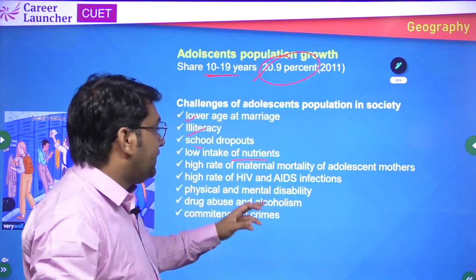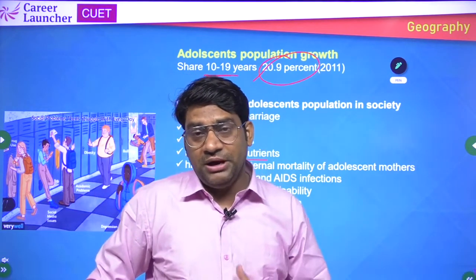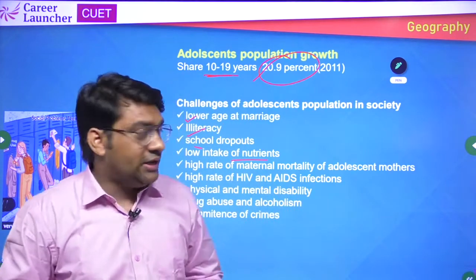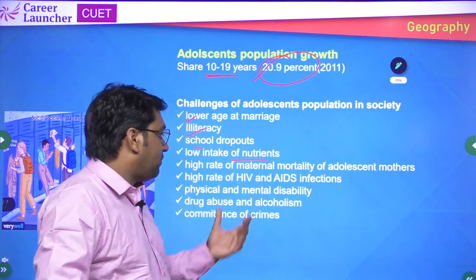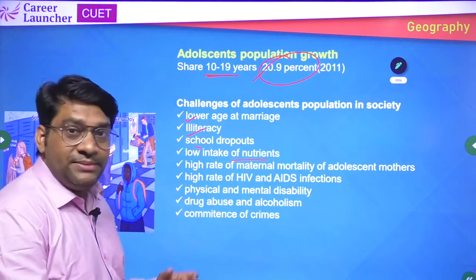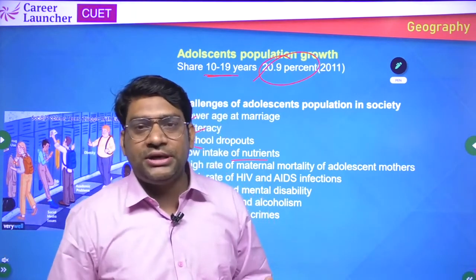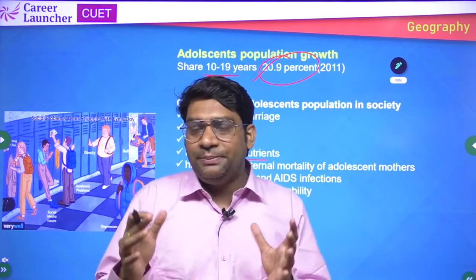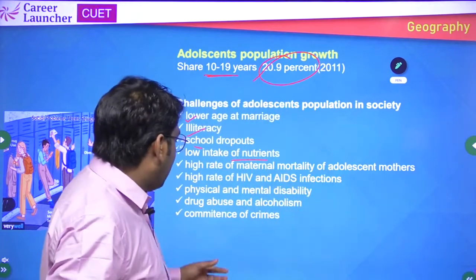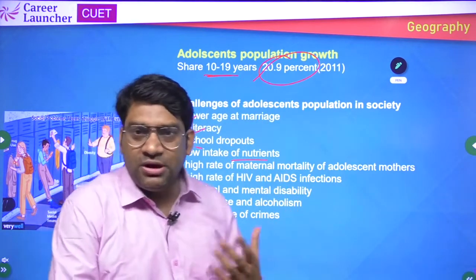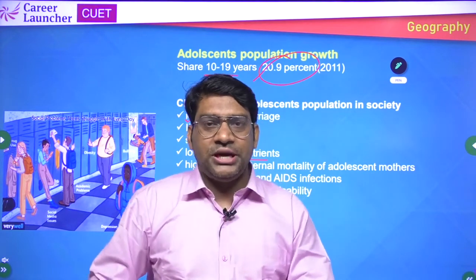High rate of HIV and AIDS infection because of lack of education, lack of awareness among the youths. They suffered such type of problems. Physical and mental disability is also there, social discrimination is happening. They are not able to get a job, so somewhere they go into depression. And drug abuse and alcoholism, because to fulfill their own demand, to copy the Western culture, they fall into such type of things.